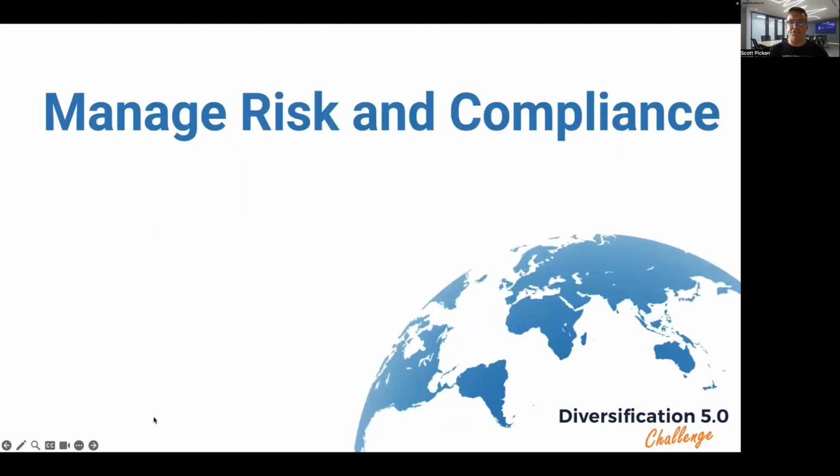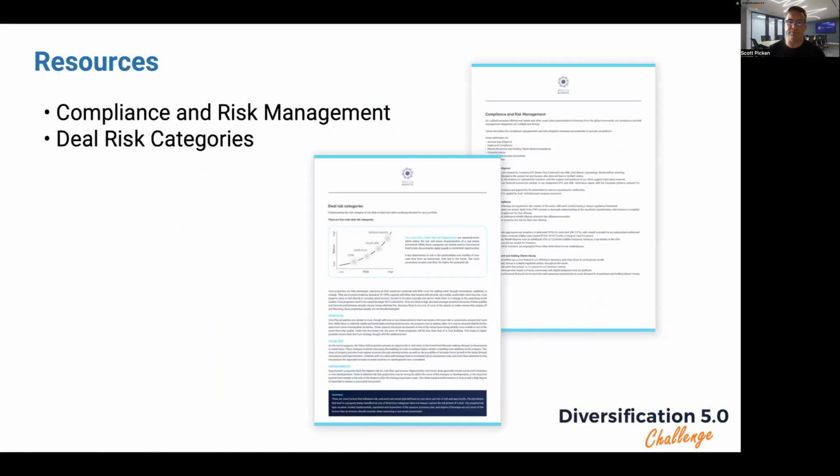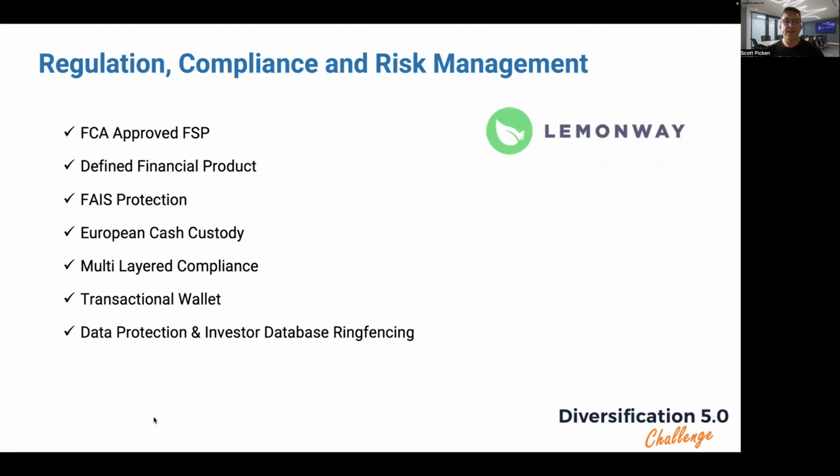Okay, so let's go into managing risk and compliance. Again, we've got cheat sheets on this, which you'll have in the resources that you can go read all about. From our perspective, we are an FCA approved FSP, which basically means we're a juristic rep in England. We believe that England is the financial capital of fintech in the world, so we're out of England. Lemonway is our digital wallet provider. They're out of Europe, the biggest digital wallet provider in Europe, with 8 million wallets, and they've got European compliance.